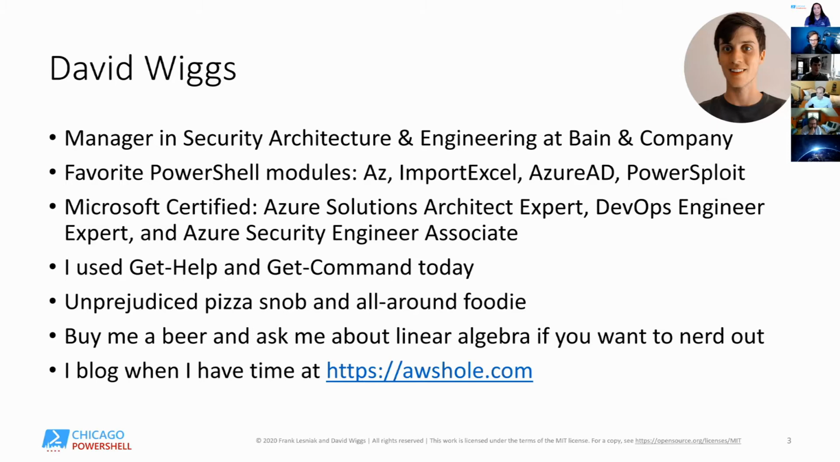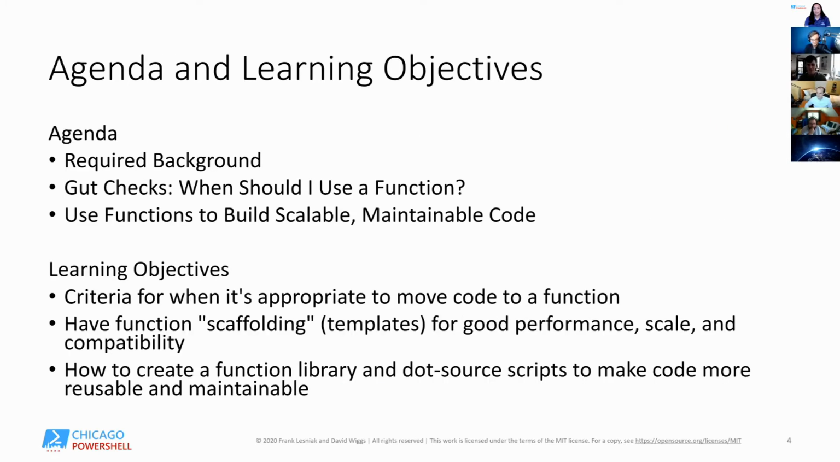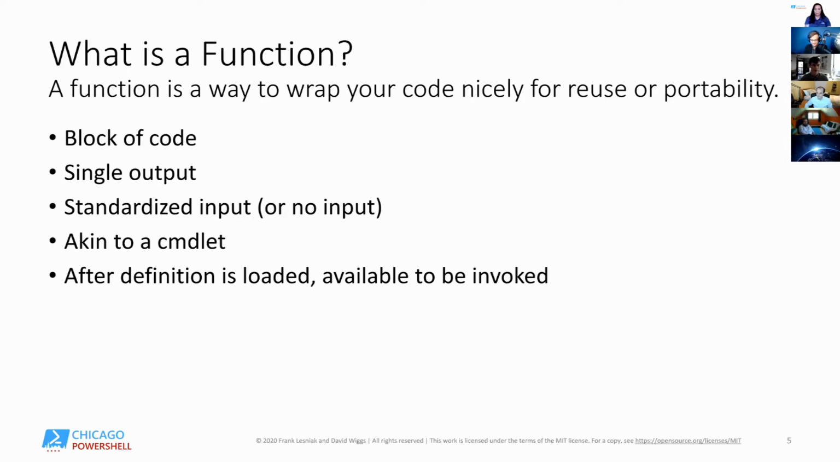But with that, we're going to go ahead and get into the agenda and the learning objectives of this talk. So we plan to go over a little bit of brief background on some function basics. After that, we're going to talk about doing some gut checks on when you should be migrating from a scripting point of view to doing functional programming. And then we're going to give some examples of how you can use functions to build scalable and maintainable code. And through those topics, we're going to hopefully provide some scaffolding or templates on ways that you can accelerate your function development. And also, we're going to include some thoughts on how you can wrap all of your nice, good, shiny functions into a library that's sustainable. And we'll go over the concept of dot sourcing. And so with that, I'm going to go ahead and let Frank take us through what an actual function is, and we'll go from there.